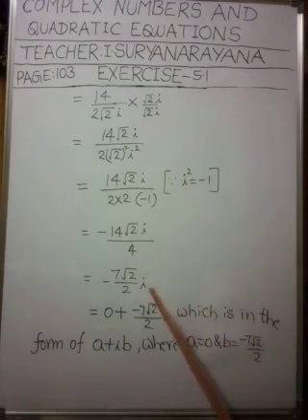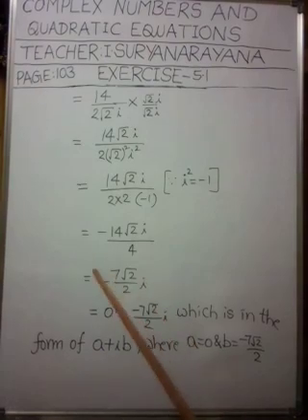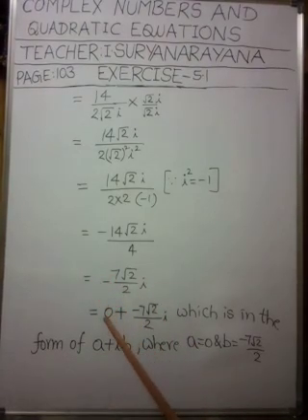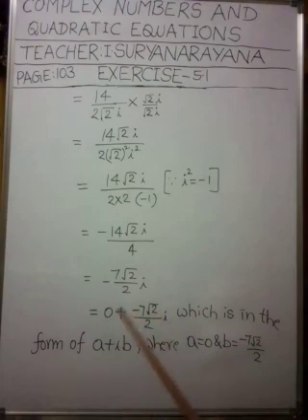Can we write this number as 0 plus (minus 7 root 2 by 2i)? Yes, we can write it, because here the real part is not there. So we wrote 0 for our convenience. Okay, my children? Now if you observe this number, it is in the form of a plus ib, where a is equal to 0, the real part is 0, and b is equal to, that is, the imaginary part is minus 7 root 2 by 2. Understood, my children? Right.